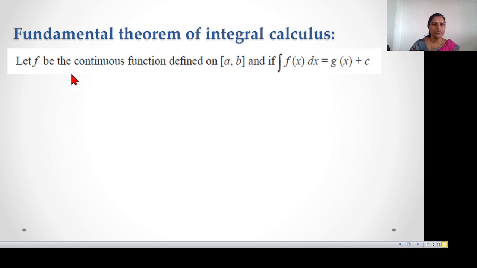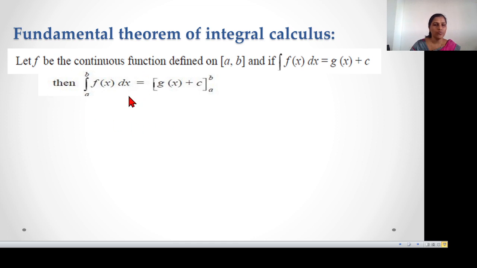So let us see first what is the statement of this theorem. Let f be a continuous function defined on the closed interval [a, b], and if the integral of f of x dx is equal to g of x plus c, then the integral from a to b of f of x dx is equal to g of x plus c, and we apply the limits a to b. So whenever you have to find the integral from a to b of f of x dx, the value is calculated as g of b minus g of a.